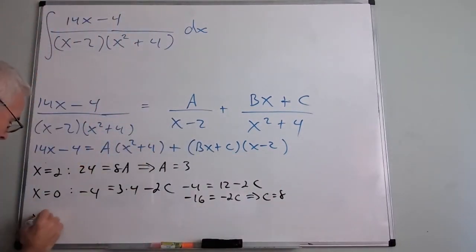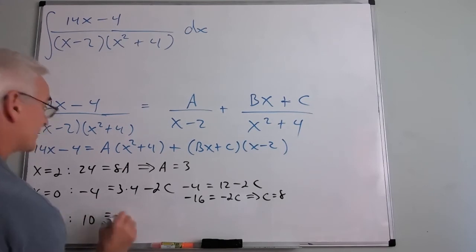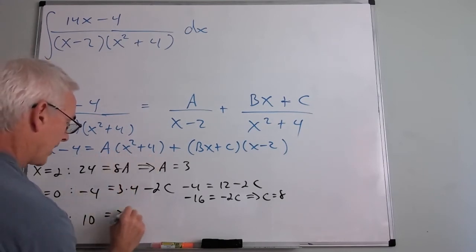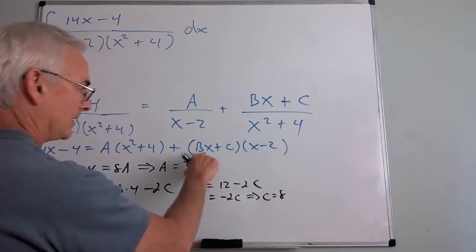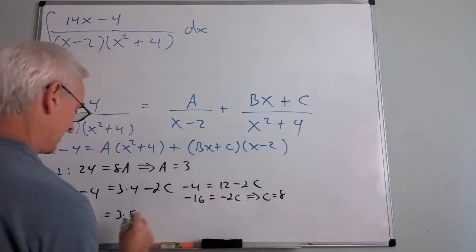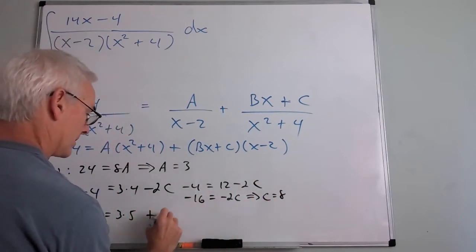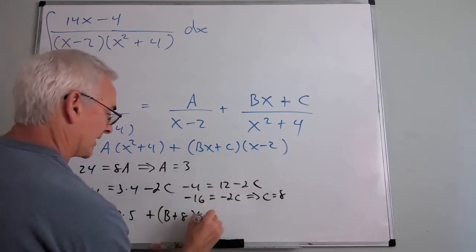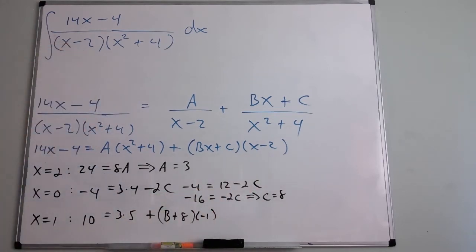So if x is 1, then what's my left side? 10. My right side, x is 1, so that's 3 times 5. x is 1, so that's b plus 8. x is 1, so times -1. I don't want to do too many steps in my head. I don't want to get lost here. So we all cool with that?